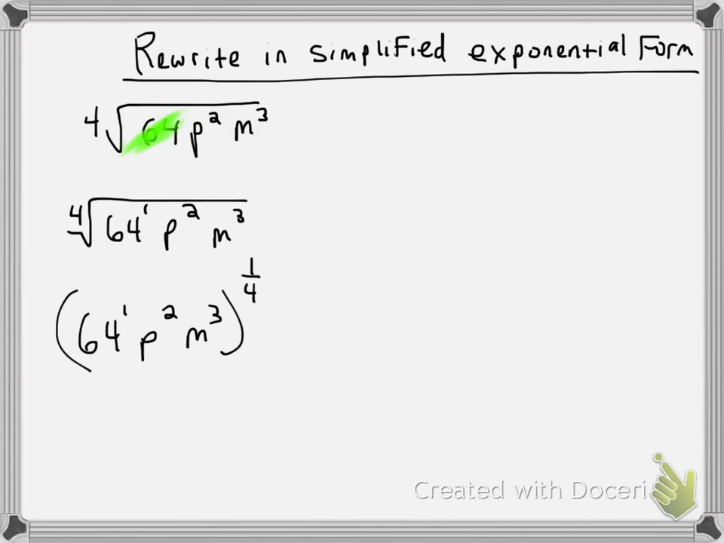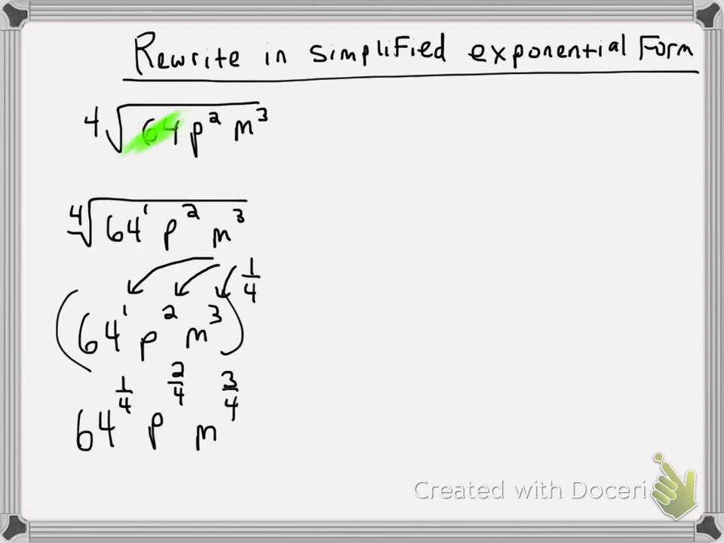All right, now what we want to do is use our exponent properties. One of our exponent properties says that if we have an exponent raised to another exponent, we multiply it. So 3 is an exponent, and it's being raised to the 1/4, so I need to multiply. 2 is an exponent. It's also being raised to the 1/4, multiply. 1 is an exponent. That's being raised to the 1/4, multiply. So now this becomes 64 to the 1/4, p to the 2/4, m to the 3/4.